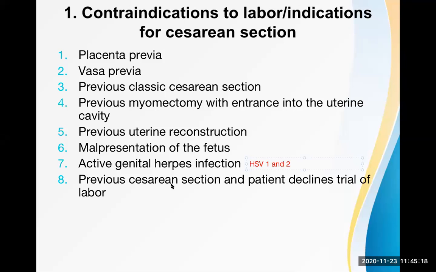Another one, previous cesarean section and patient declines the trial of labor. So these days, isn't it? People are aware of the situation, because of the facility of the internet, they can also check what is best for them. And sometimes they are afraid of the trial of vaginal delivery because of a lot of pain. Pain of that labor. They want to avoid that. So they themselves request the doctor, I want cesarean section on me. And that is one of the common indication these days.